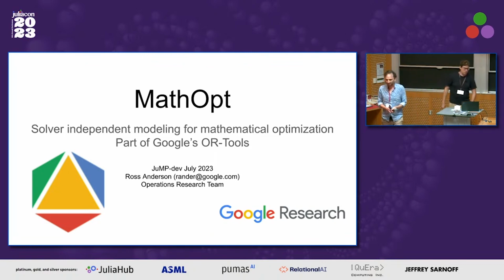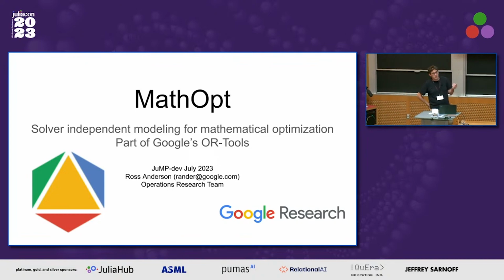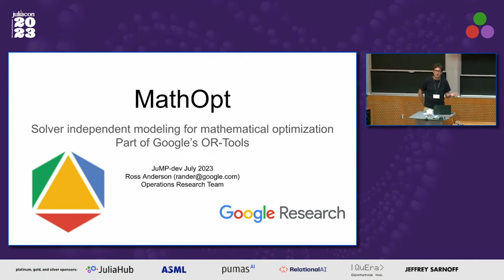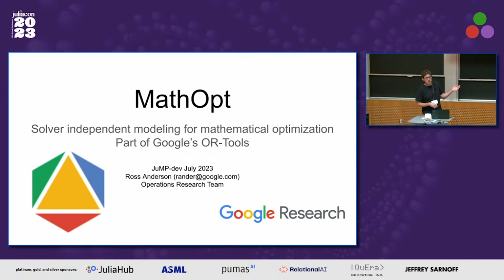Okay. Hi. Thanks. So I'm Ross. Thanks for the invitation. I work for Google Research, on the operations research team, and we have an open source library that includes mathematical modeling as part of what it does. It also has solvers. It's called OR Tools. And today I'm going to talk about MathOpt, which is kind of the V2 version of mathematical modeling for OR Tools.